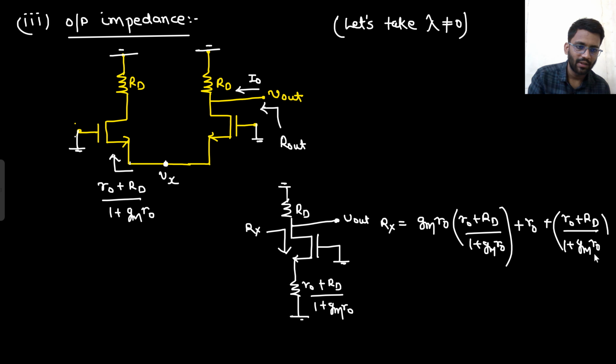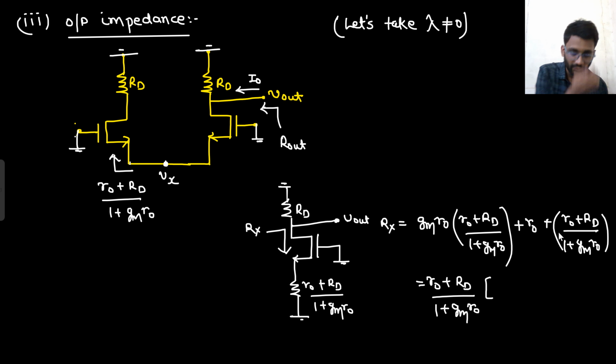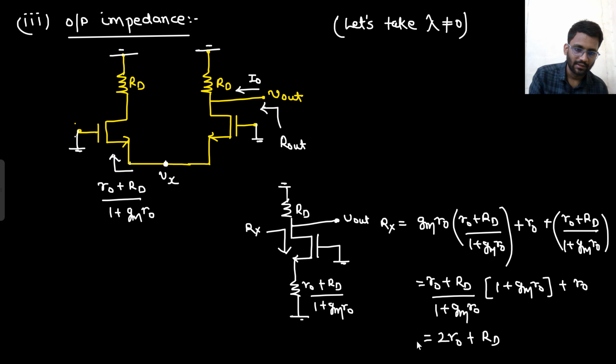Now you can take (R0 + RD)/(1 + GM R0) common. If you take this common, what will happen? You are taking common, so 1 will be coming from here and GM R0 would be coming from here. GM R0 plus R0, so GM R0 and 1 plus GM R0 will be cancelled. So you get 2 R0 plus RD. This is the Rx value you are getting. So looking down from here, you get the Rx value, that is 2 R0 plus RD.